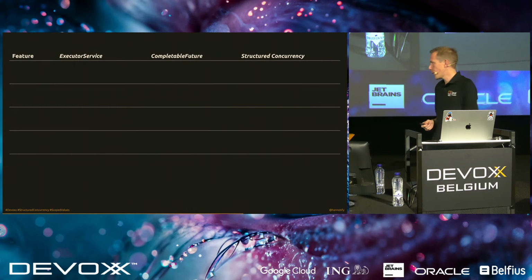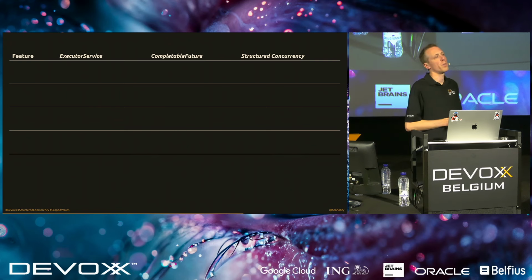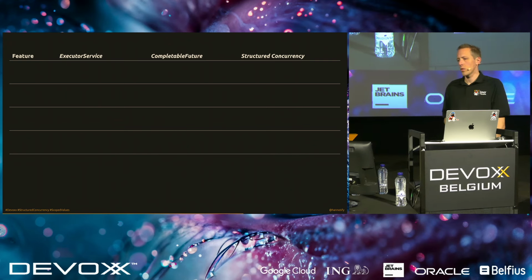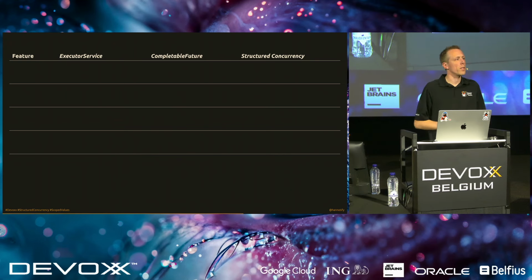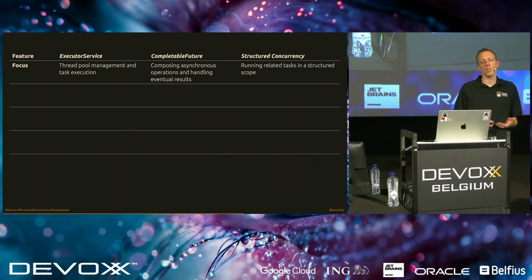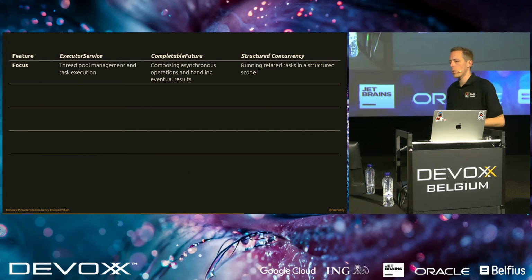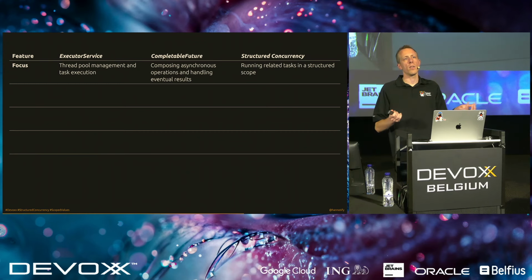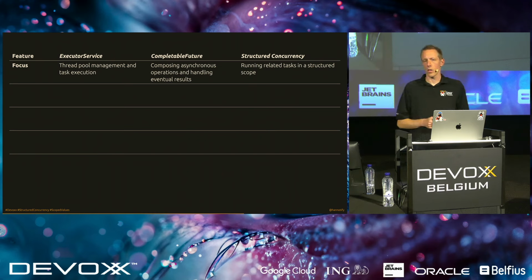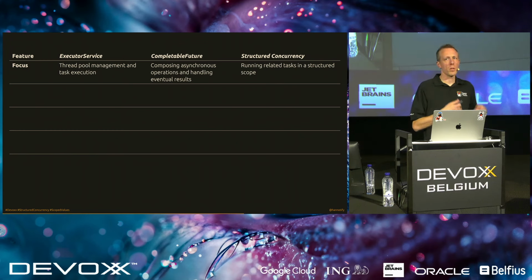And when I was preparing this talk, I was confused all the time about the differences and the things that these three approaches have in common. So I thought it was beneficial to create a table and walk you through the differences. So the focus of executor service is thread pool management and task execution, right? And completable future then says, let's compose asynchronous operations and handle the eventual results in an asynchronous way. Structured concurrency says, let's run related tasks in a structured scope. So those are three very different focuses. You can get your work done with all three, but it's entirely dependent on the nature of the work that you submit to it.